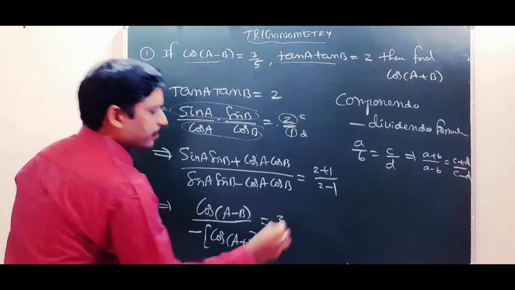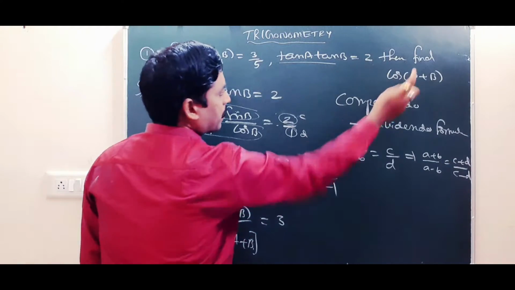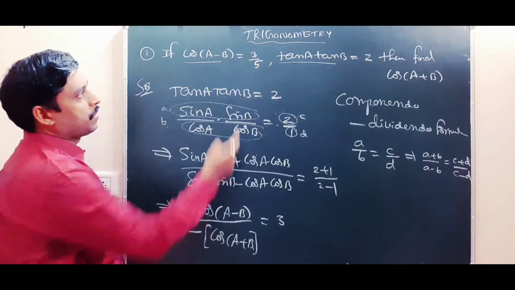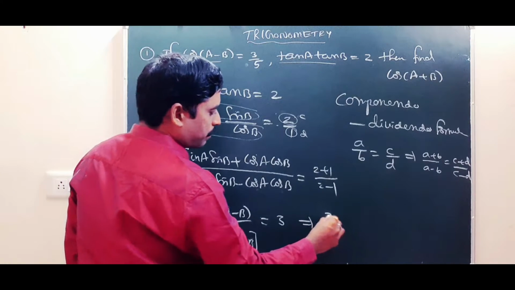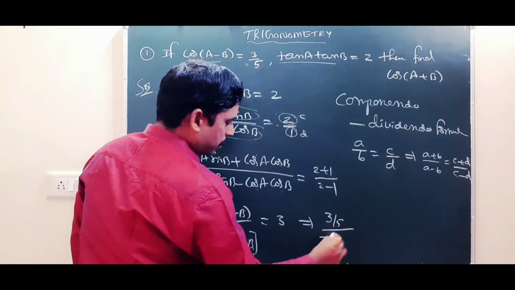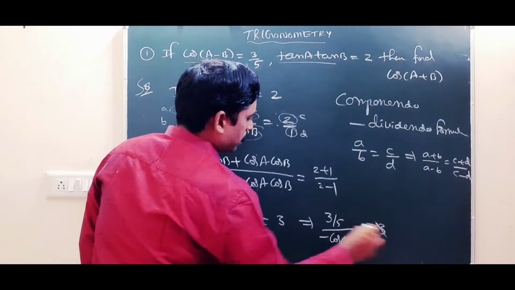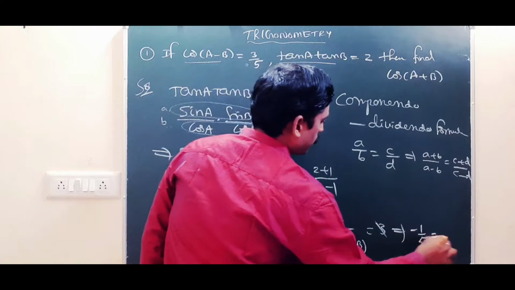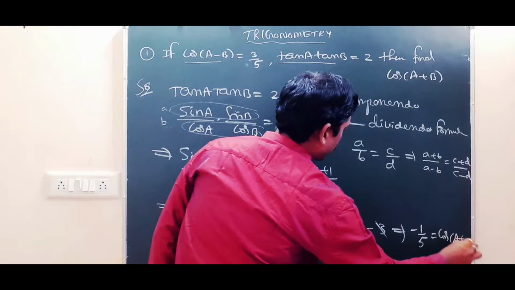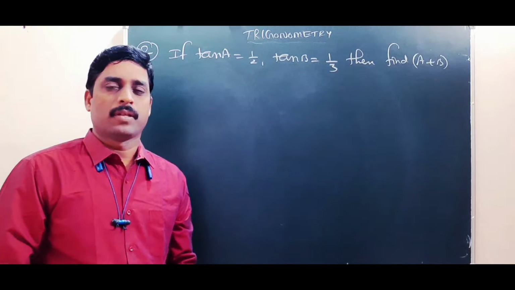Equal to 3, that is 3 by 1. So cos A minus B, our target is cos A plus B. Cos A minus B value is given as 3 by 5. So it will be 3 by 5 over minus cos A plus B equals 3. The 3s get cancelled, so let us do cross multiplication. Minus 1 by 5 is equal to cos A plus B. So what is the answer? Minus 1 by 5. Okay, let us go to the next problem.